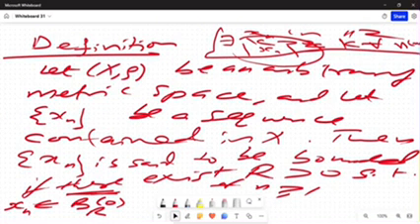Okay, so you now see the translation of boundedness in a metric space, just like we had in real analysis.